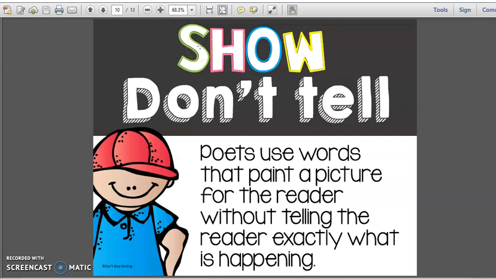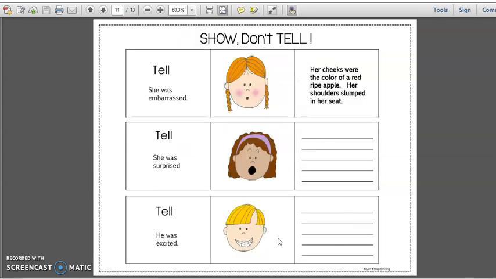Poems show, they don't tell. Poets use words that paint a picture for the reader without telling the reader exactly what is happening. Let's read an example. Show, don't tell. So instead of saying in a regular sentence, she was embarrassed, in a poem the poet might say, her cheeks were the color of a red ripe apple. Her shoulders slumped in her seat.